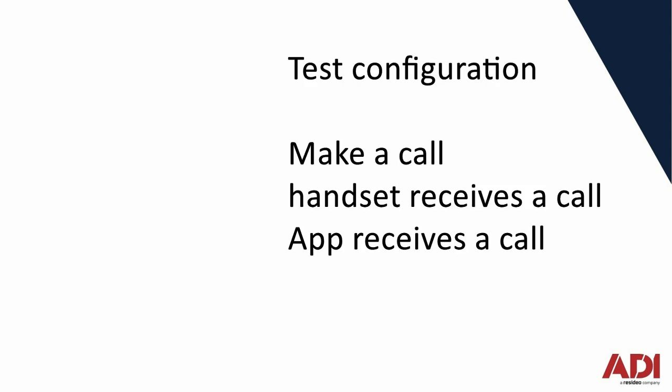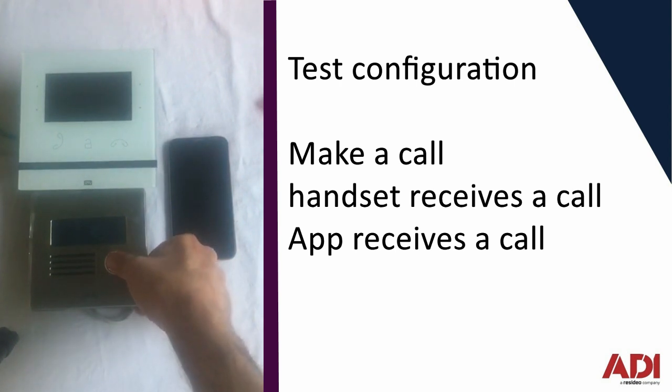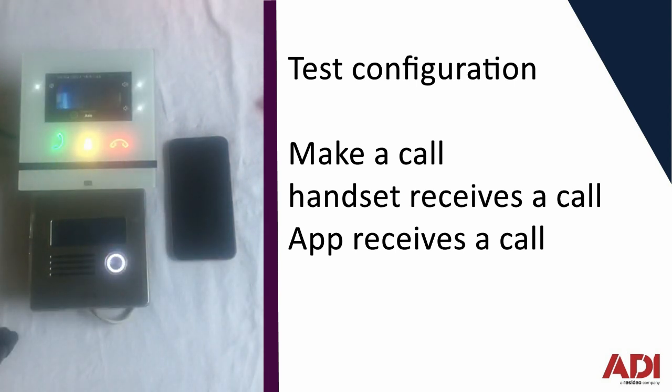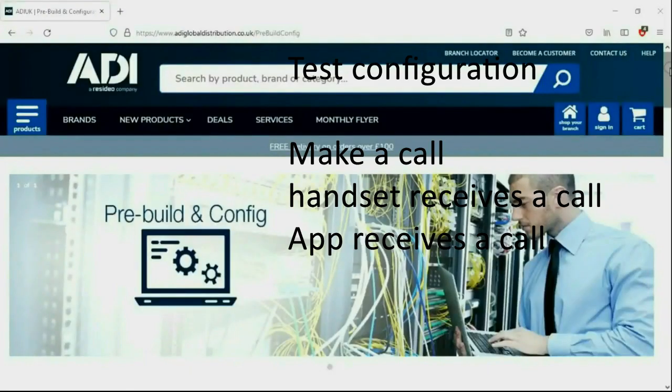Let's give it a test then. So I'm just going to make a call. You'll see the handset will flash up first, and then a bit of latency, and then you'll see the app receive the call. And then from that point on, you can speak, whichever device answers it, you can accept the call and release a lock. And there we go, the setup of how to add the app for the Axis intercom.